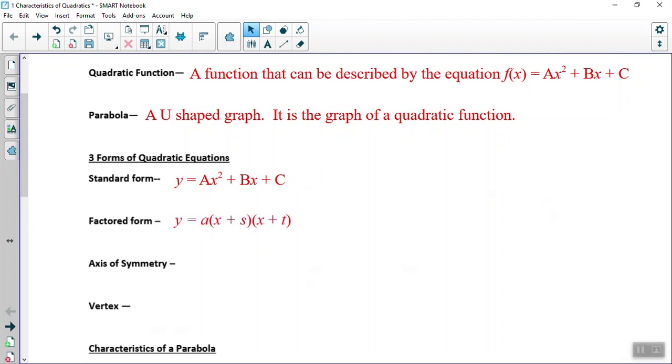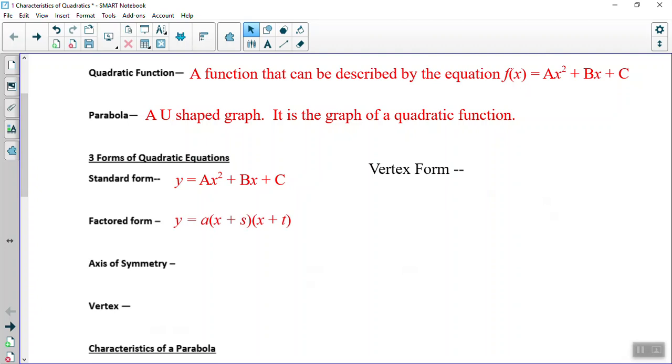Our factored form looks like this, where a is that greatest common factor, and then the s and the t represent other numbers. Okay, so once you take something that's in this form and you factor, remember we have numbers here and here.